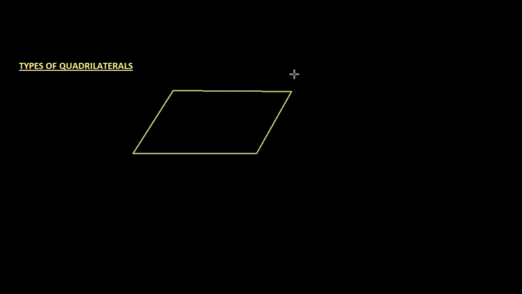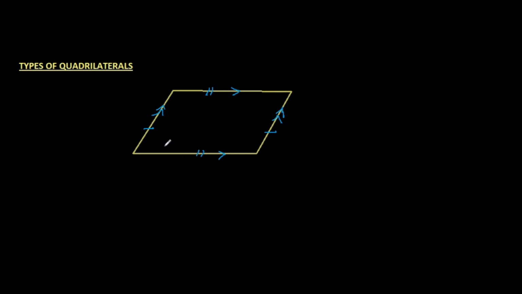Now the properties of a parallelogram are that it has two pairs of opposite sides which are equal and parallel. So let me mark them here. We have this side parallel to this side and this side parallel to this side. Now whenever there are arrows on a side, it means that the sides are parallel to each other. And I can also mark that this side is equal to this side and this side is equal to this side.